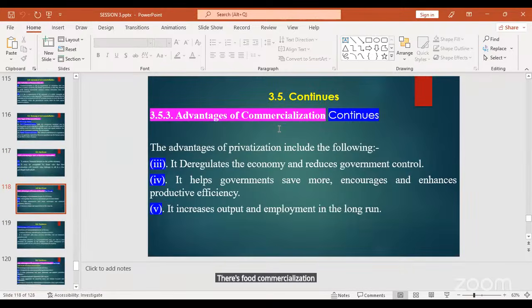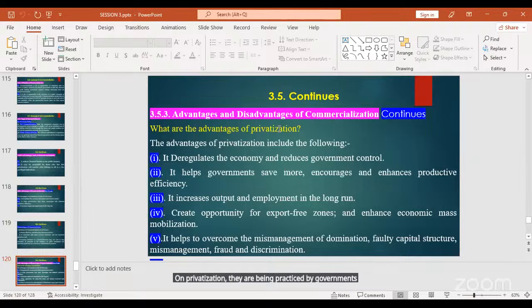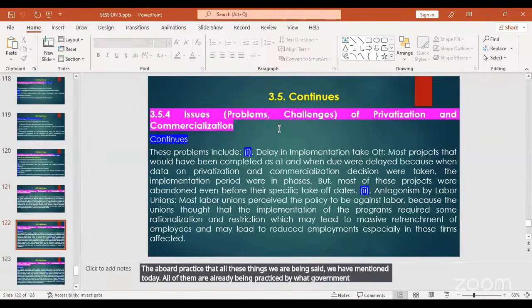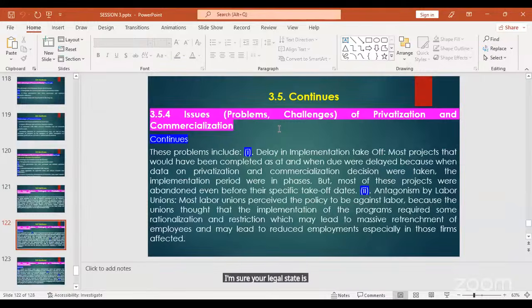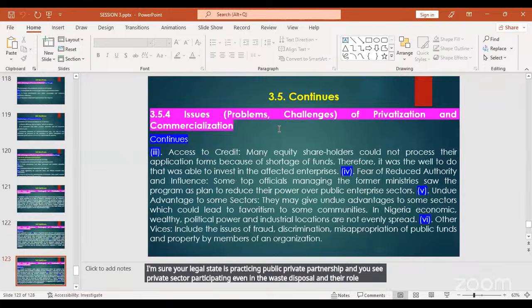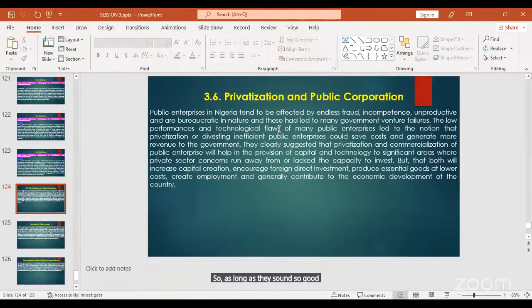Full commercialization. So both commercialization and privatization are being practiced by governments. They are being practiced by all these things we have mentioned today. All of them are already being practiced by what? Government. I've shown you how Lagos State is practicing public-private partnership, and you see the private sector participating even in waste disposal and quite a number of other areas. Okay. So as good as they sound, they have their challenges, which we have also discussed.